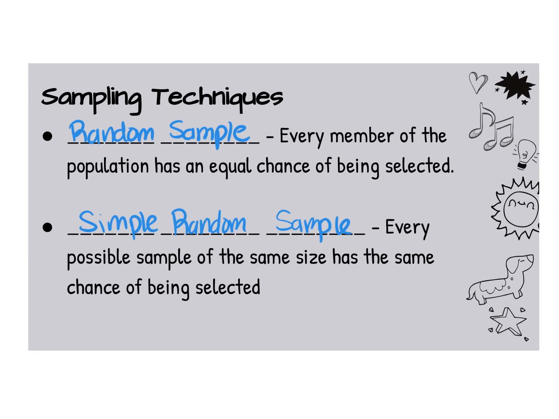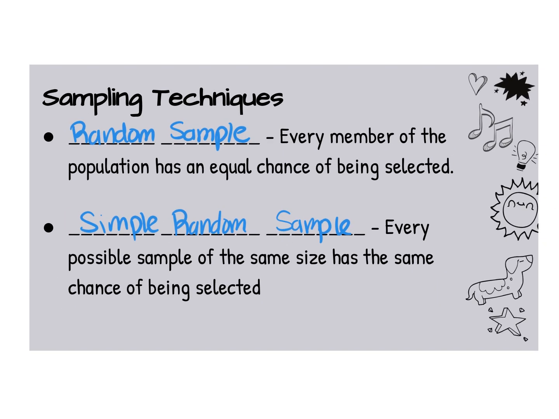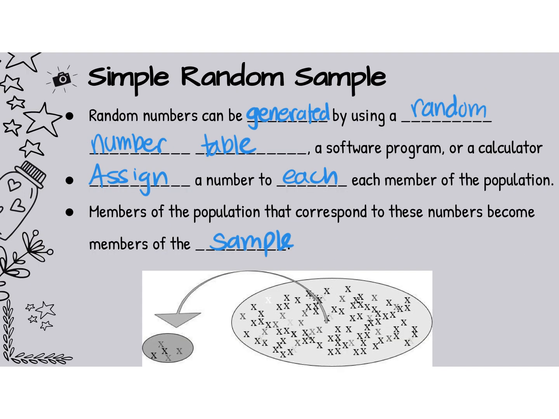Okay, then we're going to look a little bit into our sampling techniques. When you're talking about sampling techniques, you're focusing mostly on random sampling. So a random sample, every member of the population has an equal chance of being selected. And a simple random sample, every possible sample of the same size has the same chance of being selected. So that's our first sampling technique, the simple random sample.